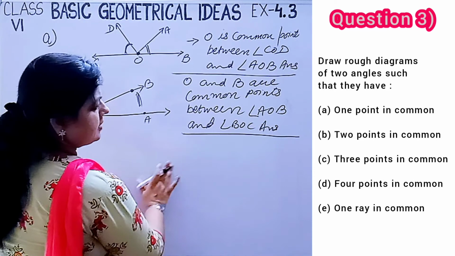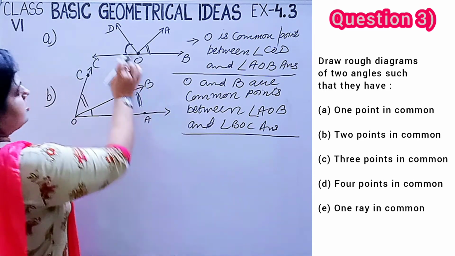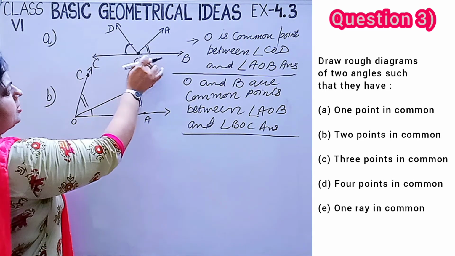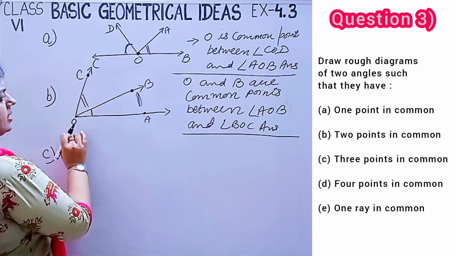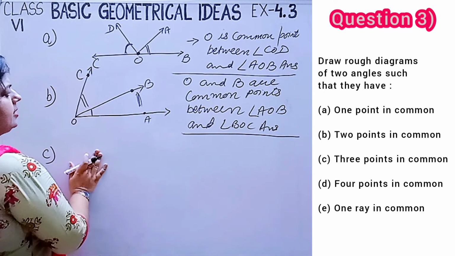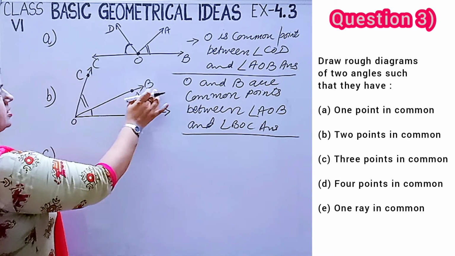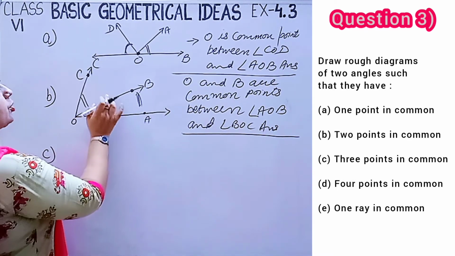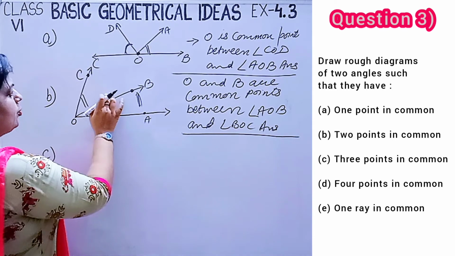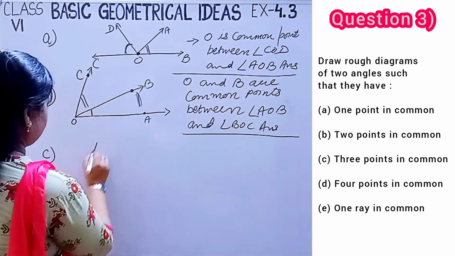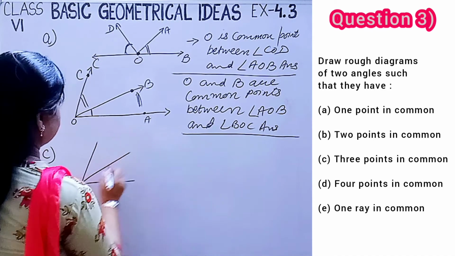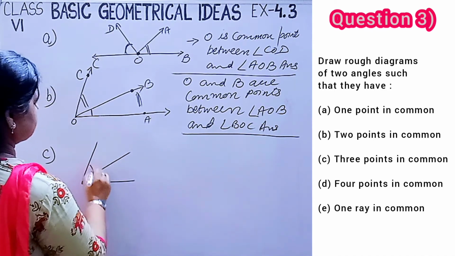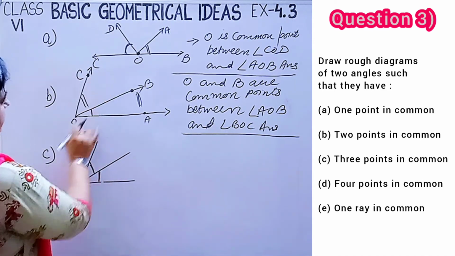have 3 points in common. So in the first part, we had 1 point in common. In the second part, we had 2 points in common. Now in this question, we have to find 3 points in common. So it is easy to do. We have to put only one more point here. So the same first angle and second angle. This is the first one, this is the second one. The same we can do here.